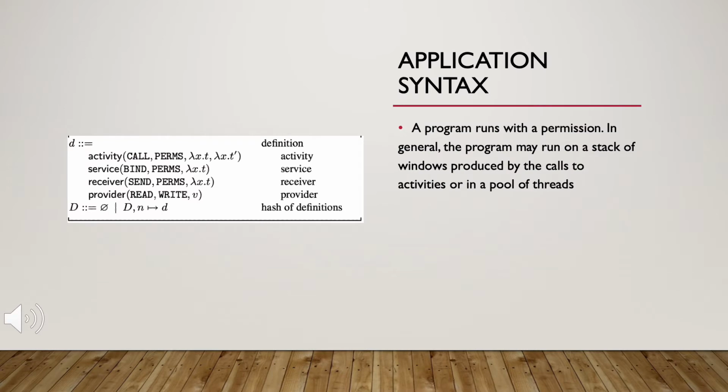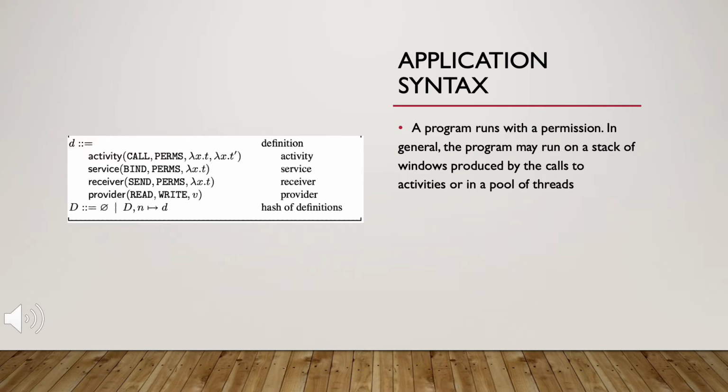We are now at the application syntax of the presentation. A program runs with a permission. This is very common sense. If you were to look or download any application, you would be signing off on agreements for you to download the application in the first place. In order for you to download an application in the first place, you have to allow permissions for your phone to download it. In general, the program may run on a stack of windows produced by the calls to activities or in a pool of threads.